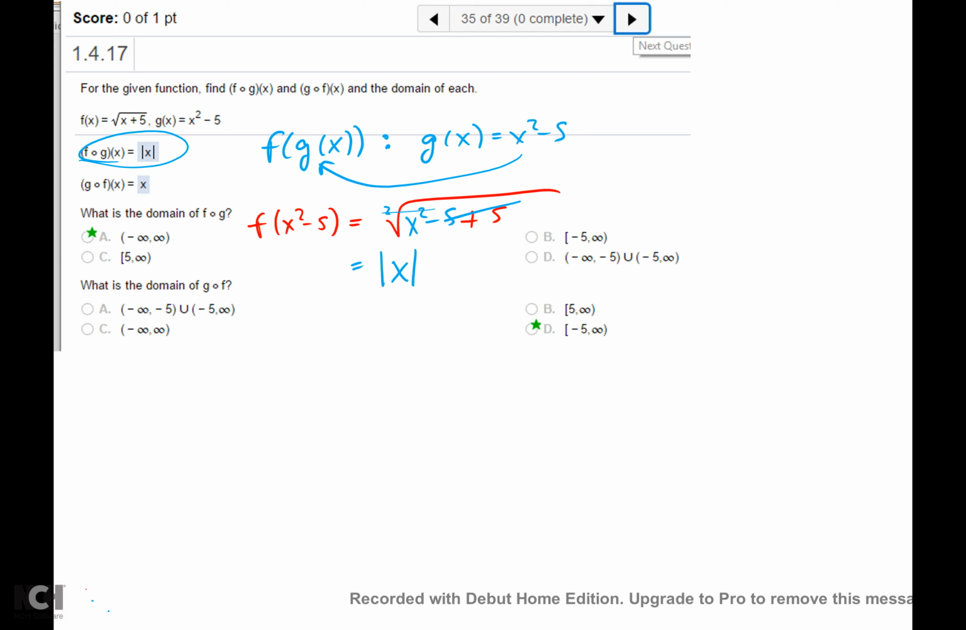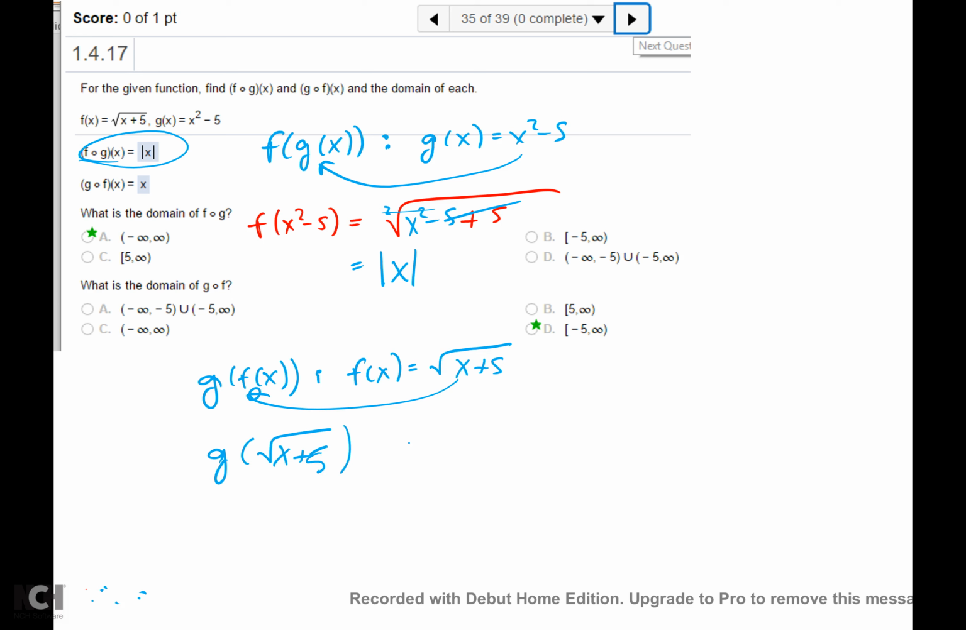If I find g of f of x, this says start with the f function, which is the square root of x plus 5, and take it to g. So if I take it to g, sorry, I can't switch colors, I'm finding g of the square root of x plus 5, which my g function says whatever you brought, square it and subtract 5. I brought the square root of x plus 5. The square kills the square root. That gives me x plus 5 minus 5, which gives me x.